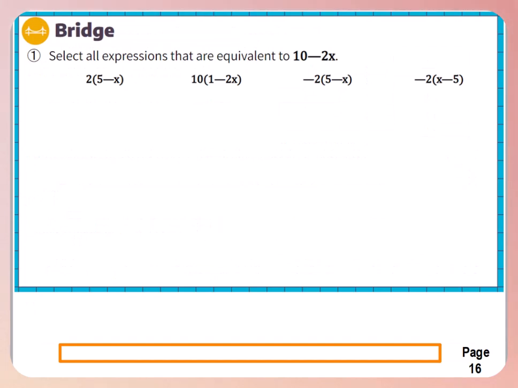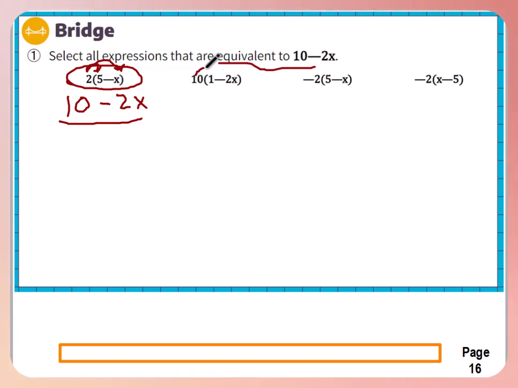All right, let's look at this bridge on page 216. We want to look at all expressions that are equal to 10 minus 2x. What I'm going to do is take these expressions and distribute multiplication of 2 into each term inside the parentheses. So I'll start multiplying 2 times 5. That's going to give me 10 minus 2 times x. Now look carefully. Does that match this? 10 minus 2x? That looks exactly the same. So I'm going to circle that as being equivalent to 10 minus 2x.